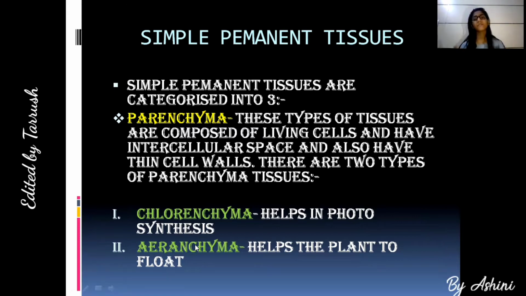Basically, chlorenchyma is formed when chlorophyll and parenchyma mix with each other. Chlorophyll helps in photosynthesis, so chlorenchyma tissues help in the process of photosynthesis, and aerenchyma tissues are present in water plants, which helps the plant to float on the water.